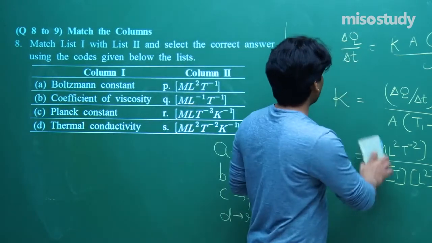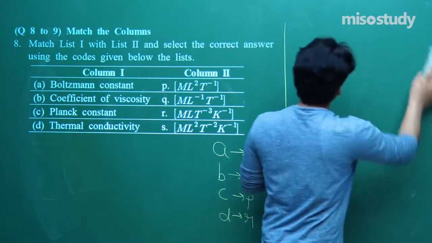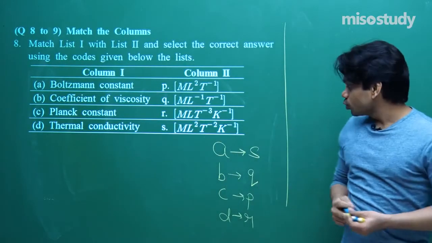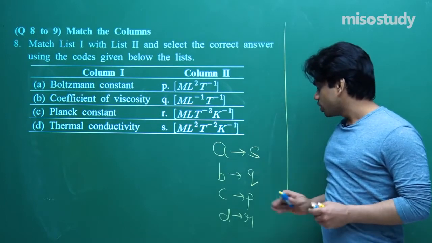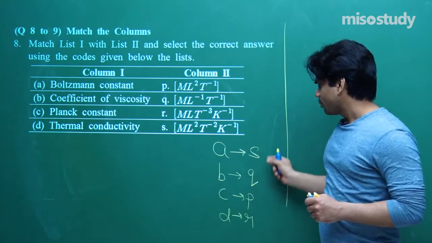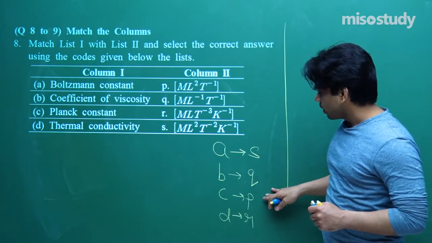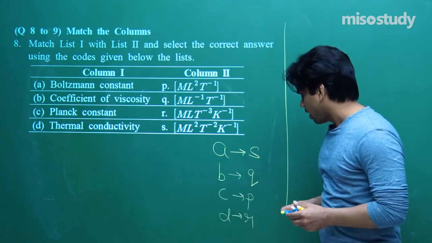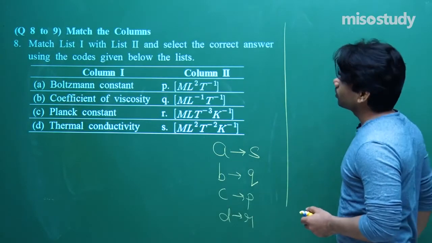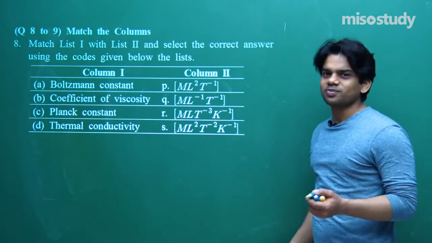So I believe you have understood what option you need to choose. A goes with S, B goes with Q, C goes with P, and D goes with R. So for A you have to bubble S, for B you have to bubble Q, for C you have to bubble P, and for D you have to bubble R. Hope that you have understood how to answer this kind of matrix match question.